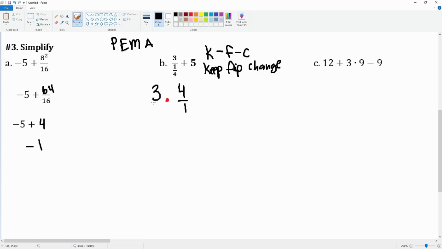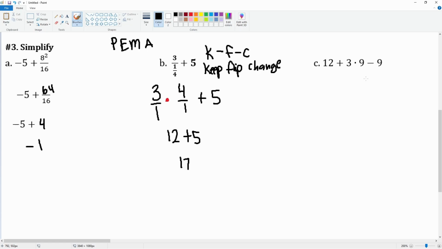The 3 becomes 3 over 1, and now we can just multiply. Don't forget to bring down the plus 5. 3 times 4 becomes 12. 1 times 1 is just 1. We don't ever write the divide by 1. We can just see 3 times 4 as just 12. Bring down the plus 5. This becomes 12 plus 5. It is 17.